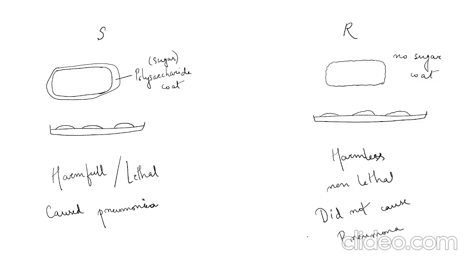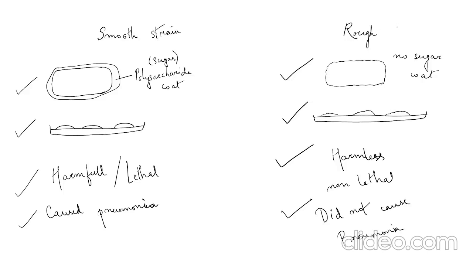So these are the basic differences between the R forms and the S forms. Contains a sugar coat, does not contain a sugar coat. Gives smooth colonies, gives rough colonies. This is harmful, this is harmless; this causes pneumonia, this does not cause pneumonia. These are the basic differences between the smooth strain and the rough strain. Now, strain is basically synonymous with bacteria. Whenever I use the term strain, just know that the strain is basically the bacteria: smooth strain of bacteria and rough strain of bacteria.